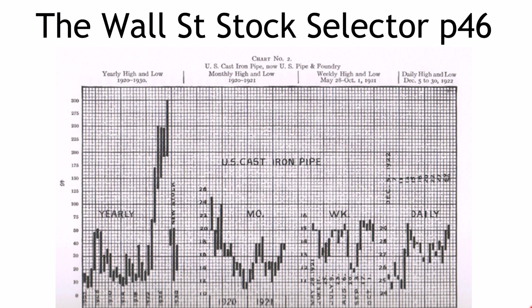So we'll kick it off by looking at the Australian dollar US dollar. And I like to do that by referring to page 46 of Gann's book, The Wall Street Stock Selector, where he lines up his charts side by side. So he had a yearly, a monthly, a weekly, and a daily. Very hard to determine the trend just looking at one chart or one time frame alone.